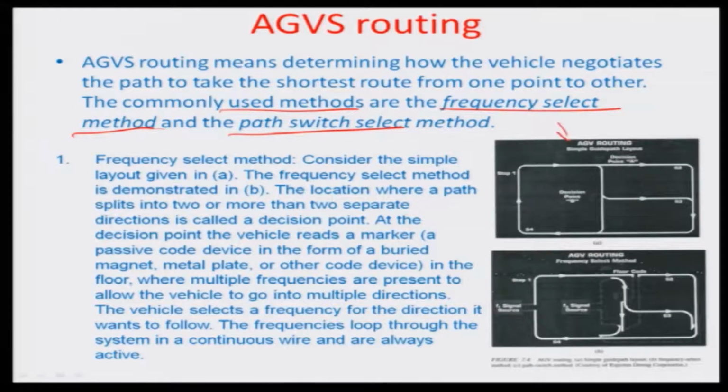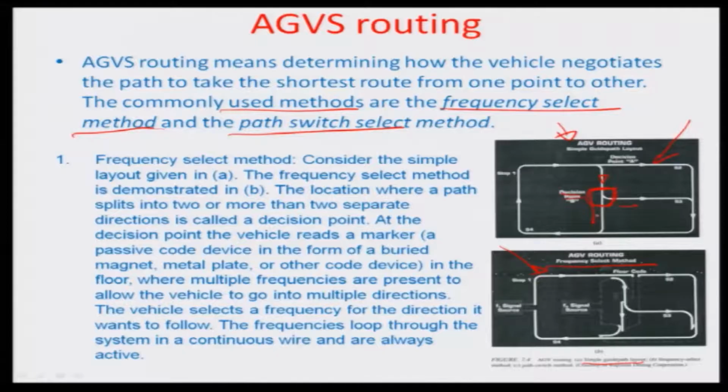This right here is a routing scheme of the AGVS. It is a simple guide path layout which is given here, and this is the frequency select method being incorporated on the guide path layout. The AGVS has to make a decision whenever there is a turn to be executed. If an AGVS vehicle is moving to this junction, at this junction it has to decide whether it would take left or go forward in this particular direction. So how do we do that?